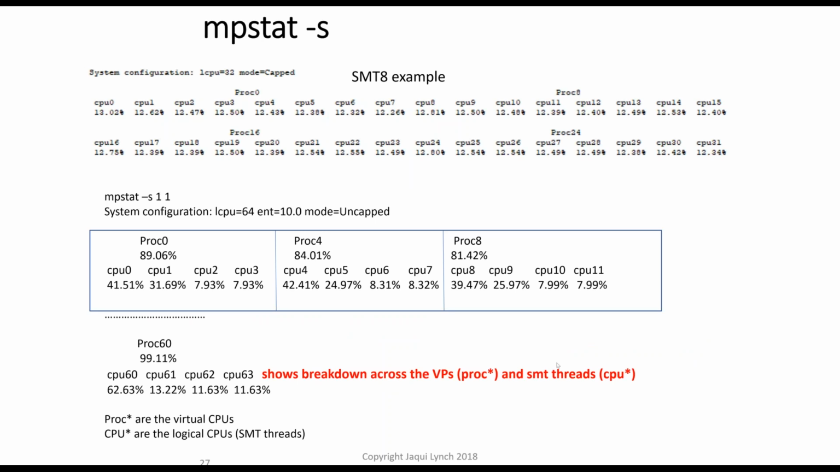mpstat -S is just going to show you the breakdown across the virtual processors. I put a couple examples in here for you. This is an SMT4 example. This is an SMT8. And again, it just shows you that you're using all the threads in this case. And the same here, I'm using the threads, but you can see that CPU 0 and 1, which are the primary and secondary thread, are busy. 2 and 3, not so much.